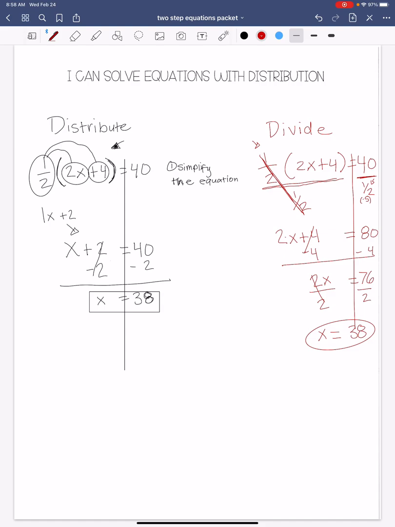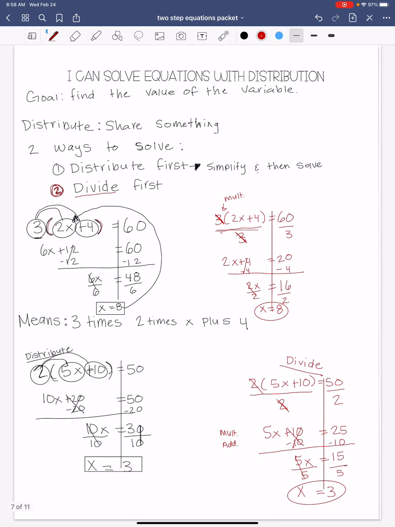We get the same answer either way we do it. And you guys can decide what works better for you. There are going to be some problems where the division is easier, and there are going to be some problems where the distributing works easier. You guys get to make that decision. So that is how we solve equations with distribution.